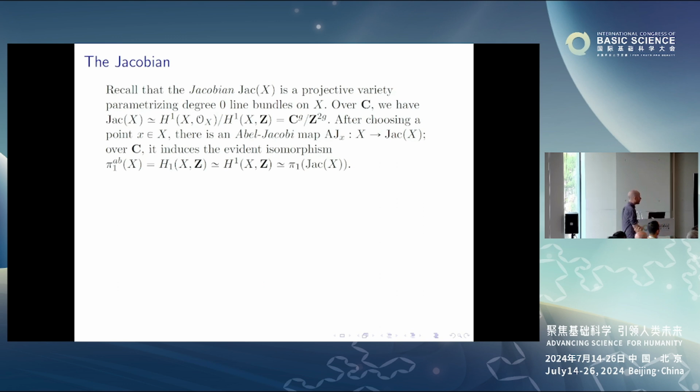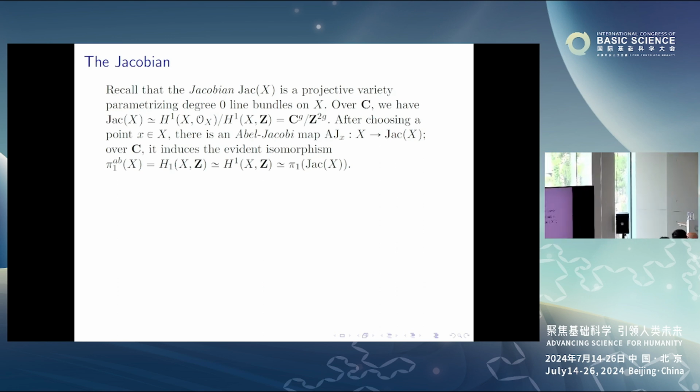After choosing a point, there's a certain Abel-Jacobi map from the curve to this Jacobian. I want to record this for later use, but part of this geometric class field theory story is that you get a map on fundamental groups. It doesn't depend on the choice of point. The fundamental group of this Jacobian, you can just see from this quotient description, is H1 of X with coefficients in Z. It's a vector space mod this, so this vector space is its universal cover.